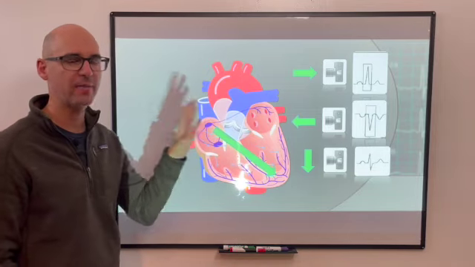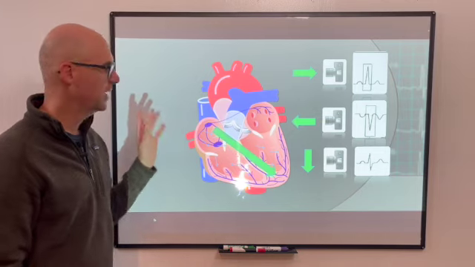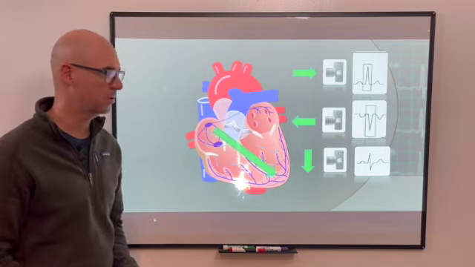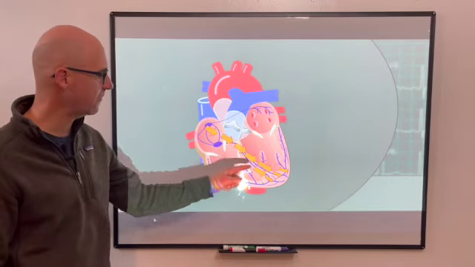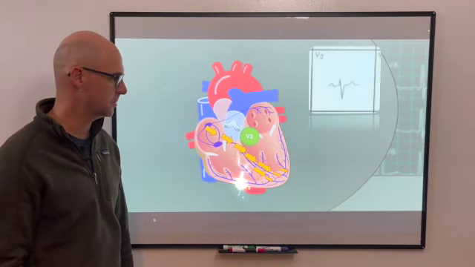So I always have to think about that. That's going to be very determinant of how our morphology is going to look, the relationship between the lead and the average direction of depolarization. Let's talk about an example of that. So you can see here, here's our average depolarization happening as it moves through the conduction system.